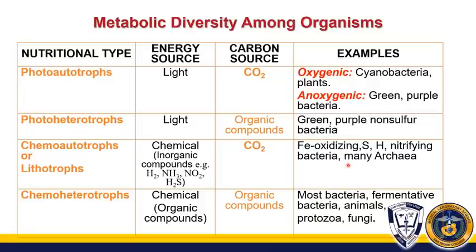The majority of our archaea and some iron, sulfur, hydrogen, and nitrifying bacteria belong to chemoautotrophs or lithotrophs, while the majority of our pathogenic bacteria, most bacteria, some archaea, and of course animals, protozoa, and fungi belong to chemoheterotrophs or are heterotrophs.